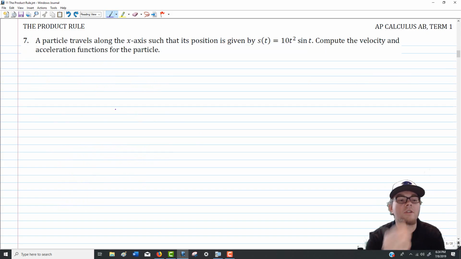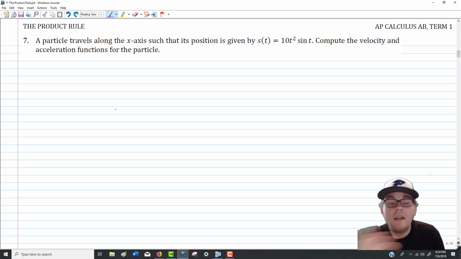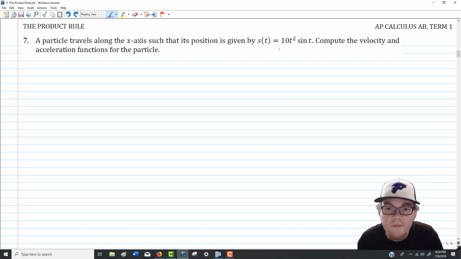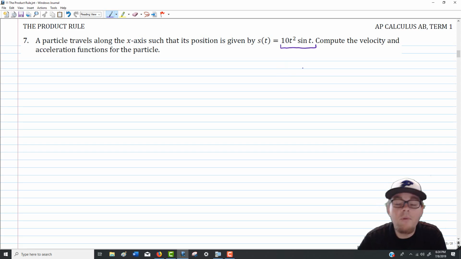Okay, next that brings us to question number 7. 7 is an application question, so we're talking about a particle that's moving along the x-axis. We're given its position function, and they want the velocity and acceleration functions. In order to do this, though, we have to deal with the fact that we have a product. So in other words, we're going to have to use the product rule in order to find the velocity and possibly the acceleration functions as well.